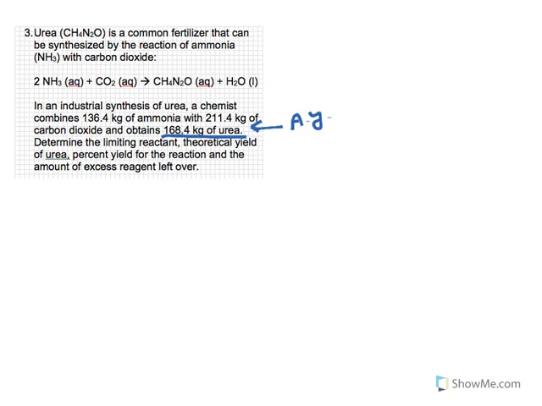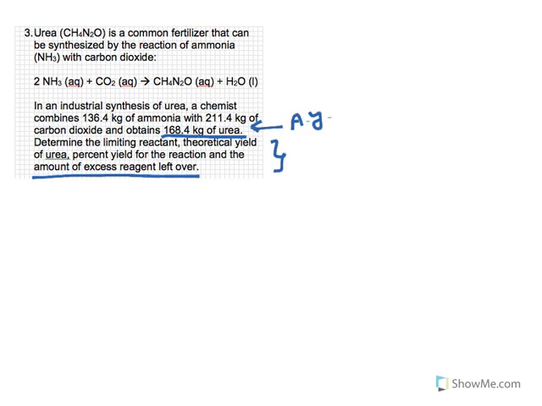It is the amount that the industry produces through this reaction. It's not exactly what the amount is supposed to be, but it's the amount that they make from every reaction. We are asked to find the theoretical or predicted yield of urea and the percent yield for the reaction. They also asked us about the amount of excess reagent left over.